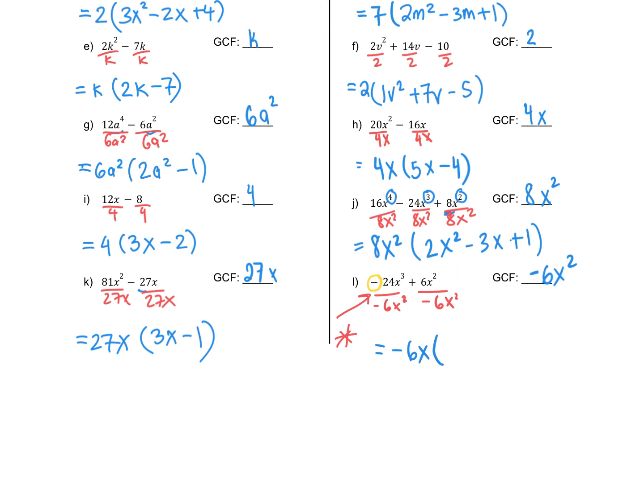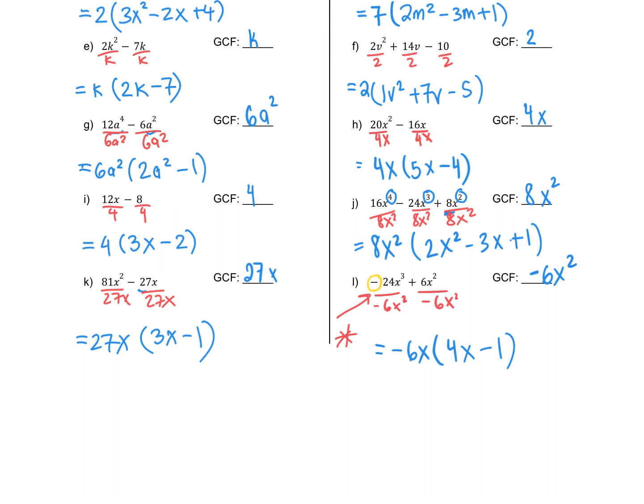So negative 24 divided by negative 6 is positive 4. Perfect. You never want your bracket to start with a negative. And then x cubed divided by x squared is x. And then positive 6 divided by negative 6 is negative 1. x squared divided by x squared, well, there's 0 x's left, so that's it. All right, so that's your greatest common factor.